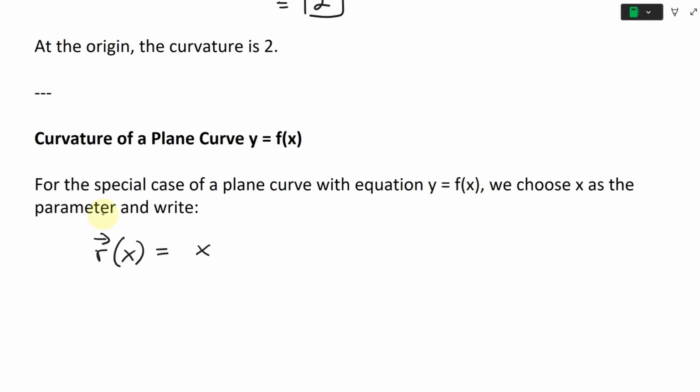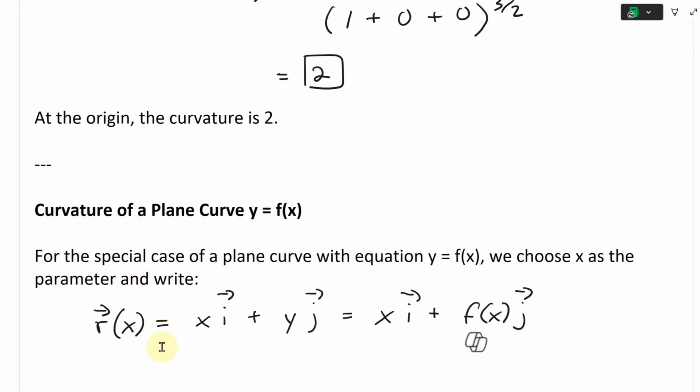vectors. I'm going to write the x component, there's the x i vector, plus, for completeness, the full thing y, this is going to be the j, but then y is a function of x, in other words, it equals f of x. So this equals x i plus y, which is f of x, j, like that.